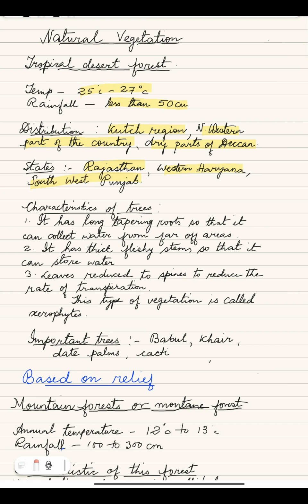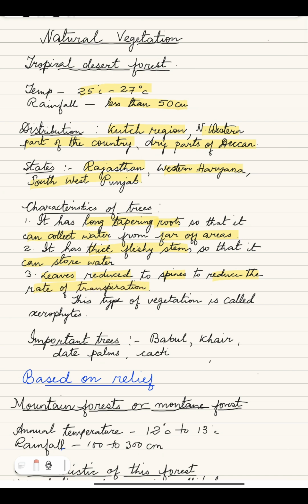Now, what is the characteristic of this vegetation? It has long tapering roots. Why? So that it can collect water from far off areas. Second, it has thick fleshy stems so that it can store water. Third, leaves are reduced to spines. Why? In order to reduce the rate of transpiration.